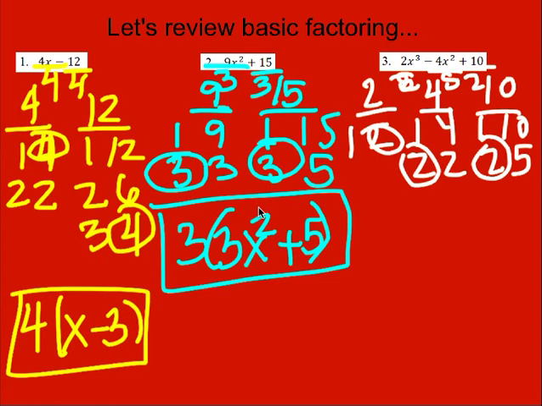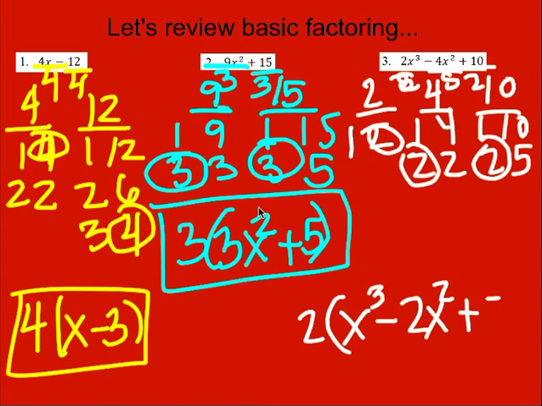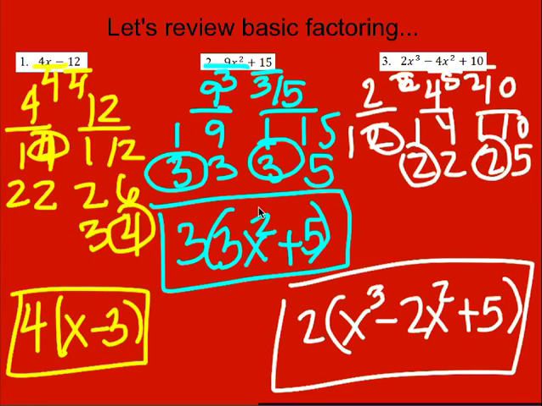When I do that, I can't take out an x because there's not an x in every term. Well, 2 divided by 2 is just 1, so I'm just going to write that x to the third there. You could write 1x to the third if you wanted to. Negative 4 divided by 2 is negative 2, and then you get x squared. And 10 divided by 2 is going to be 5. So that's your final answer for number 3.